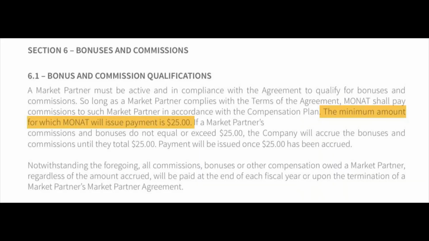Now let's move on to section 6, which talks about bonuses and commissions. Section 6.1 talks about bonuses and the qualification for the bonuses. It says here that the minimum amount for which MONAT will issue payment is $25. So let's say you are a market partner and you just started MONAT, but you're still not driving as many sales, or you're not recruiting as many people as you thought you would. And for the entire month, or for the week, I don't know what their pay cycle is, if you only made, let's say, $23, then MONAT is not going to pay you for that week or that month, because the minimum amount of money that they can pay you is $25.